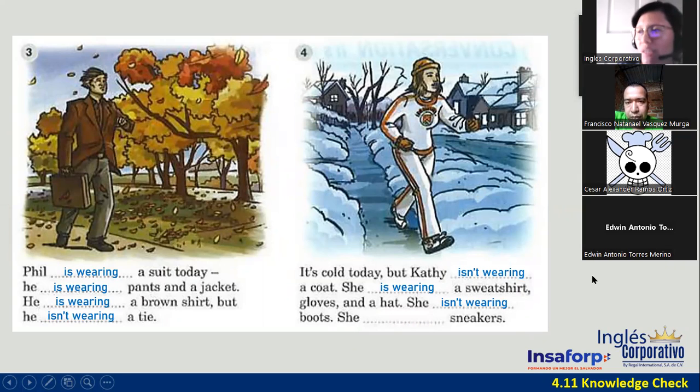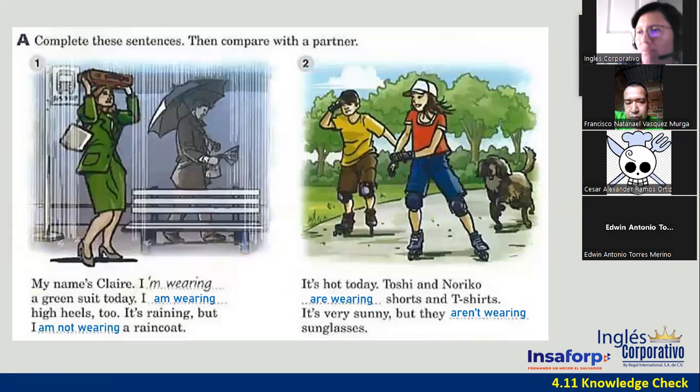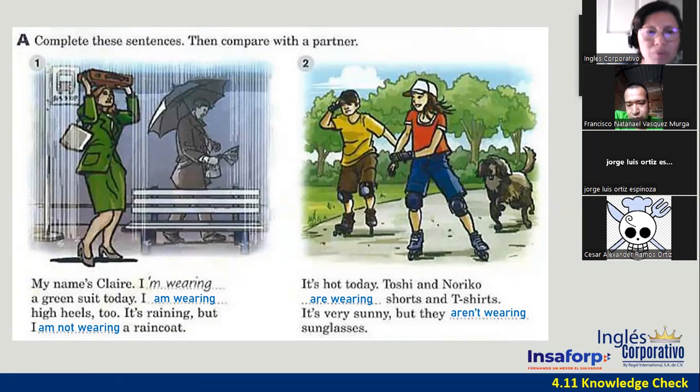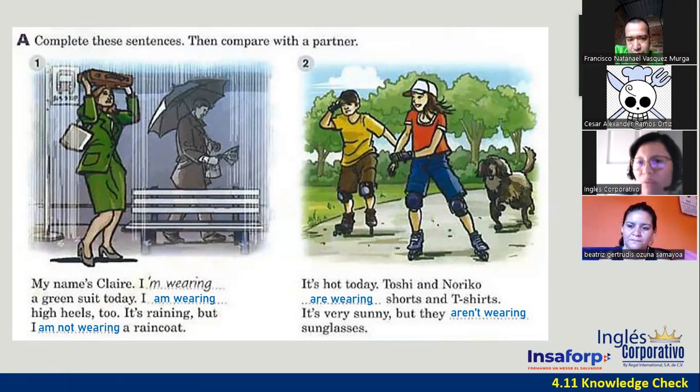So as you can see, right, I'm going to go back here, okay? And let's go ahead and have some volunteers to read, ¿verdad? ¿Voluntario para leer el primer párrafo? Párrafo número uno. Thank you, Natanael, y luego me ayuda César con el segundo. Comencemos, Natanael.